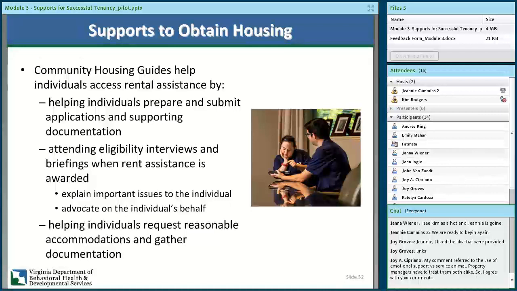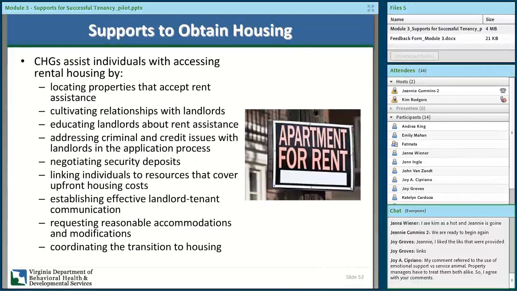So community housing guides assist individuals with accessing rent assistance. This is a major part of their work. The community housing guide helps the individual prepare and submit the rental assistance application and supporting documentation. The guide helps attend the eligibility interview and the briefing when rent assistance is awarded, and explains important issues to the individual and advocates on the individual's behalf. And finally, the guide helps the individual request reasonable accommodations and gather needed documentation to support that request. So that's how housing guides help with accessing rent assistance.